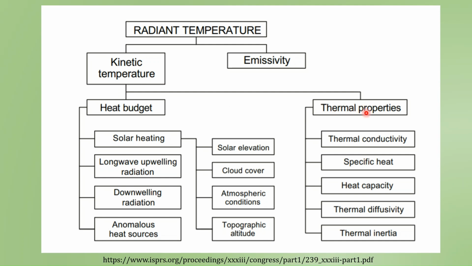So the thermal properties are associated with that particular object. In this we have the thermal conductivity, specific heat, heat capacity, thermal diffusivity and the thermal inertia. And the heat budget at any particular place depends on the solar heating, long wave upwelling radiation, long wave downwelling radiation, or if there is anomalous heat sources. And the solar heating depends on the solar elevation, cloud cover, atmospheric condition, and the topographic altitude.